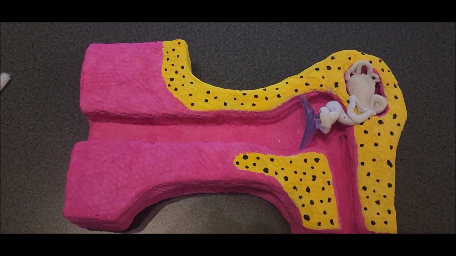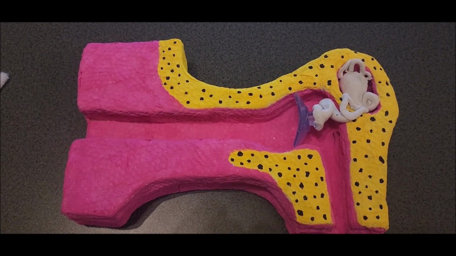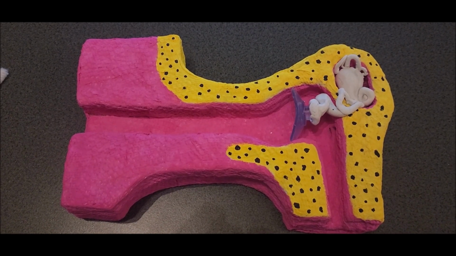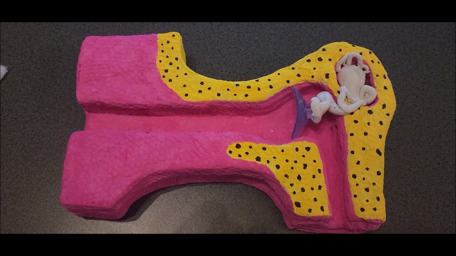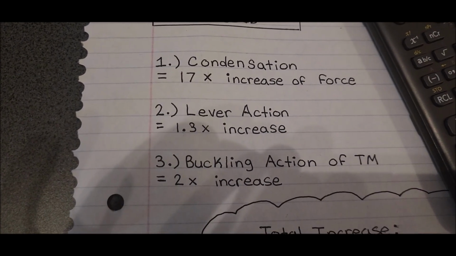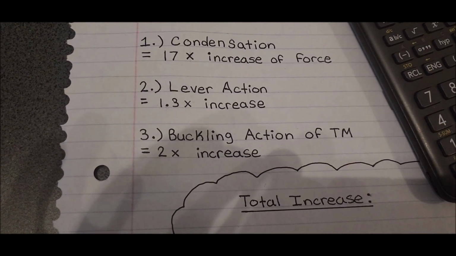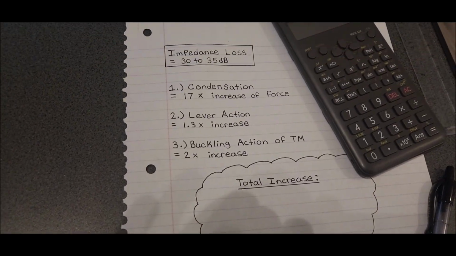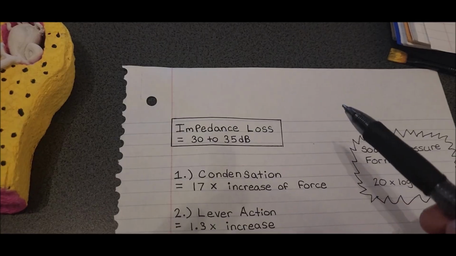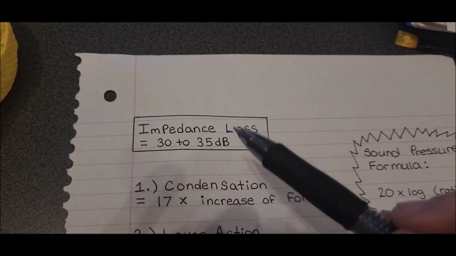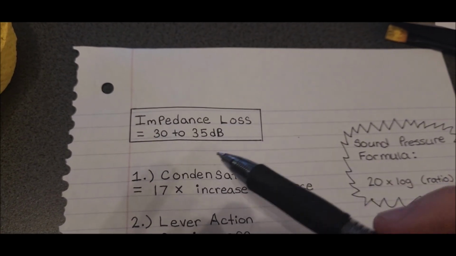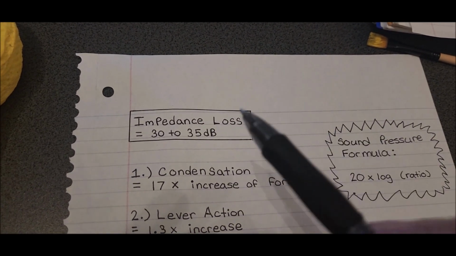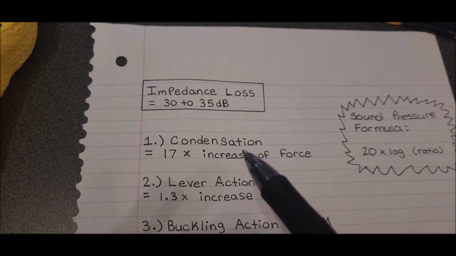The auditory system wants the transfer of sound energy to be as efficient as possible. So the middle ear overcomes this issue through the use of three methods: condensation, lever action, and the buckling action of the tympanic membrane. Now, this is going to involve a little bit of math, so buckle up. So as I said before, the impedance loss when going from air to fluid is approximately 30 to 35 decibels. The first method of overcoming this loss is condensation.